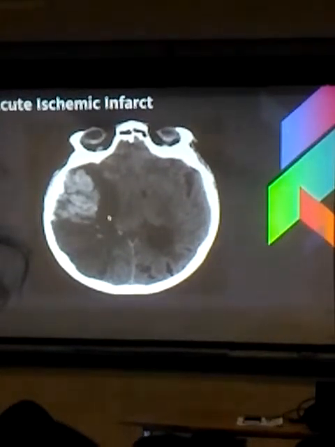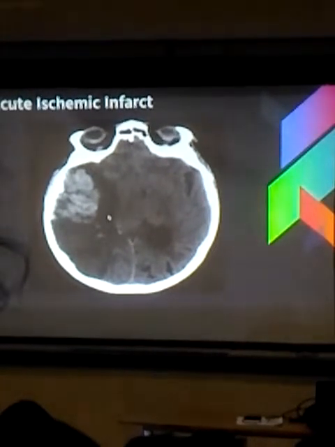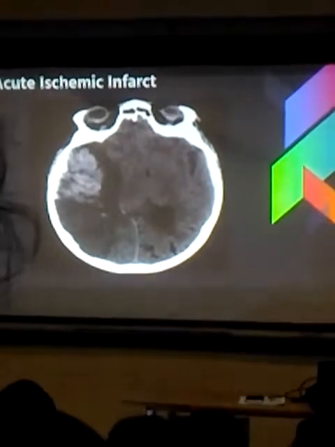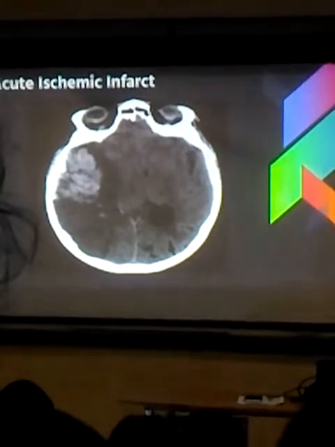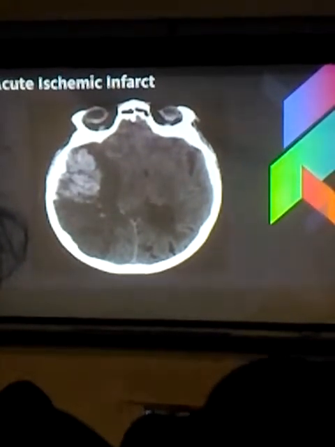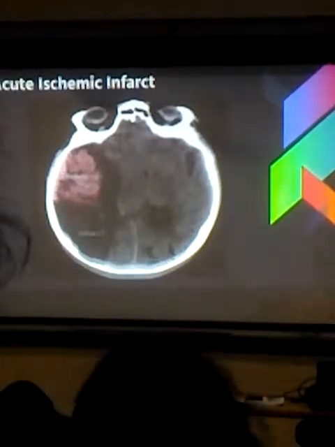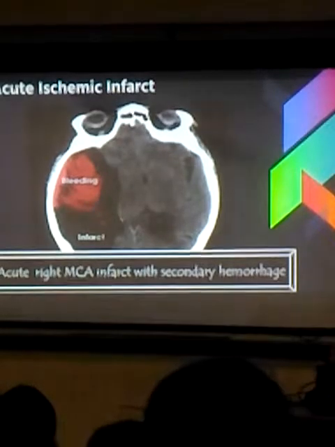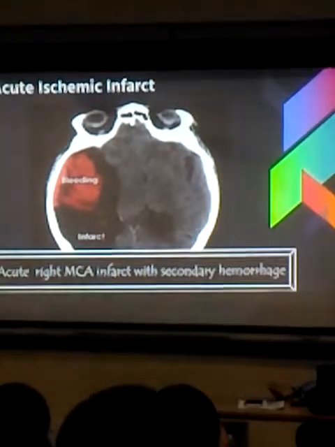This hypodense area could also be edema surrounding the bleed. But is it possible that the bleed is so small and the edema is so large? No. Right? There should be a rim of edema around the bleed. So it doesn't match. So what is this? This is an acute right MCA territory infarct with secondary hemorrhage within it.